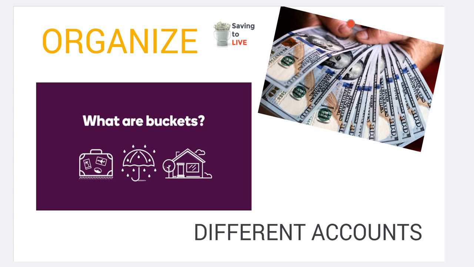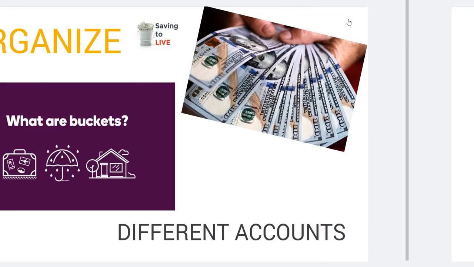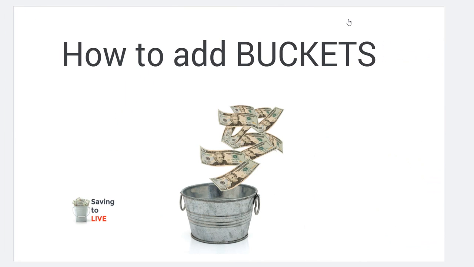Well, now you don't have to worry about making all these different accounts. You can just have one account that's a savings account that will be broken down into those different areas you want to save your cash for. Now, how to add buckets. Adding buckets is very straightforward. You can do this on the website and you can also do this on the app.